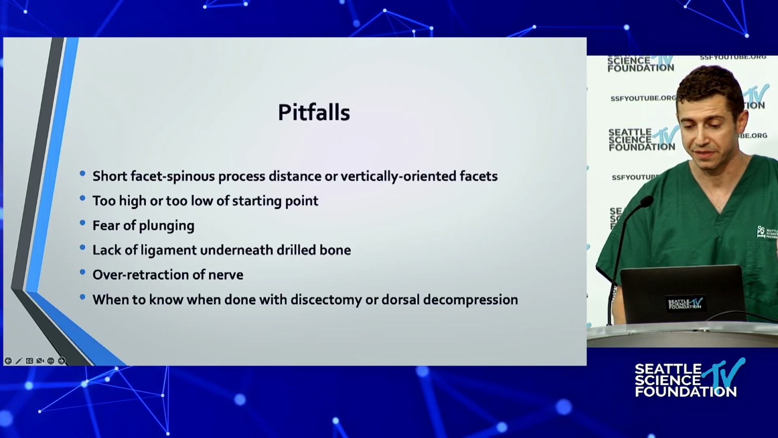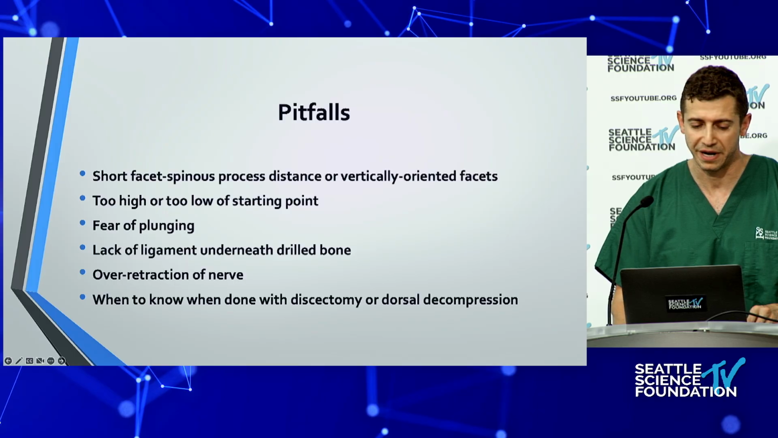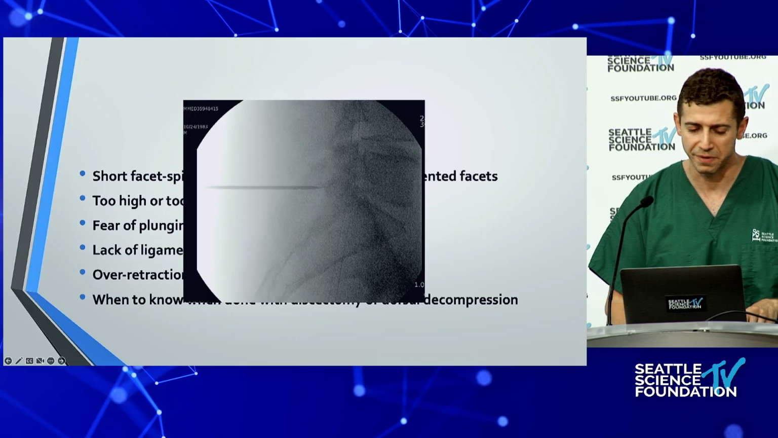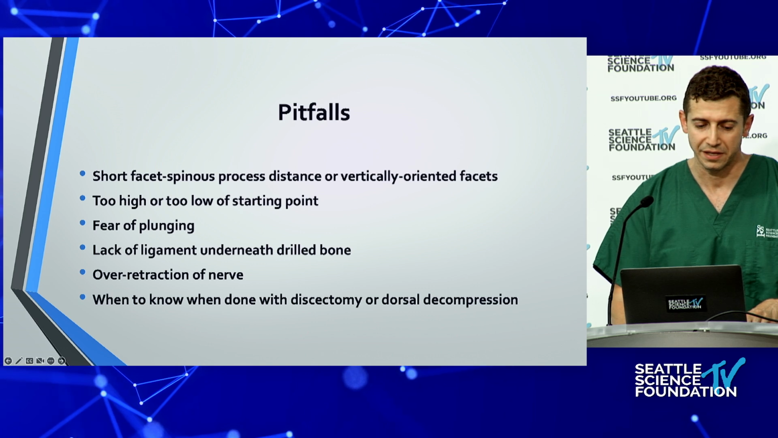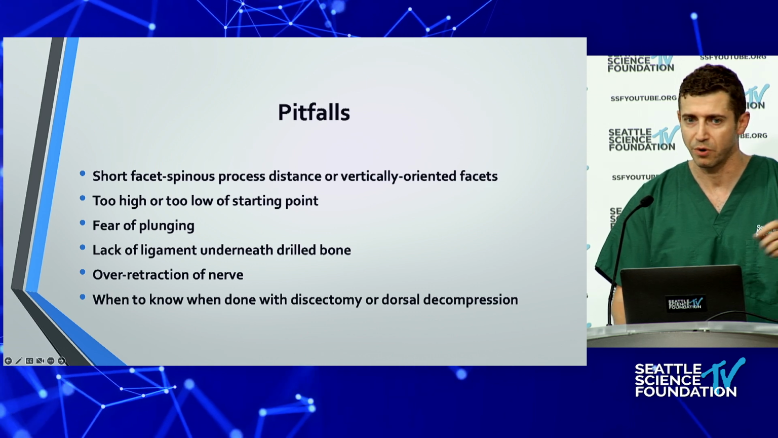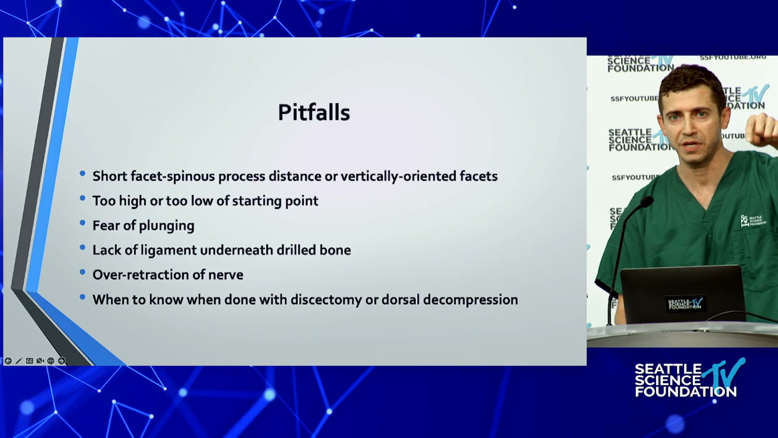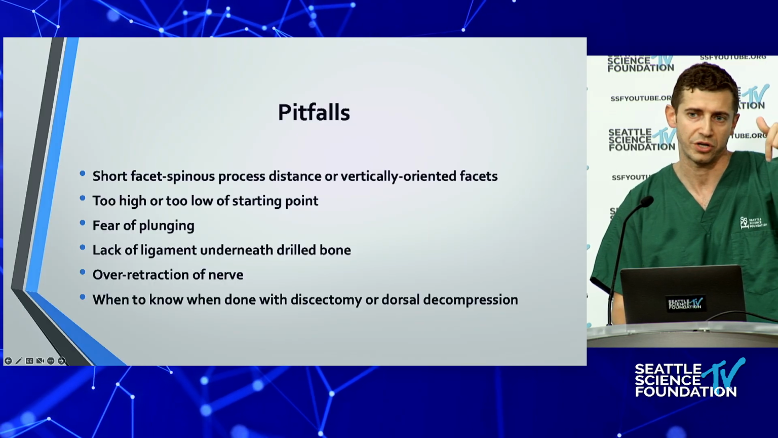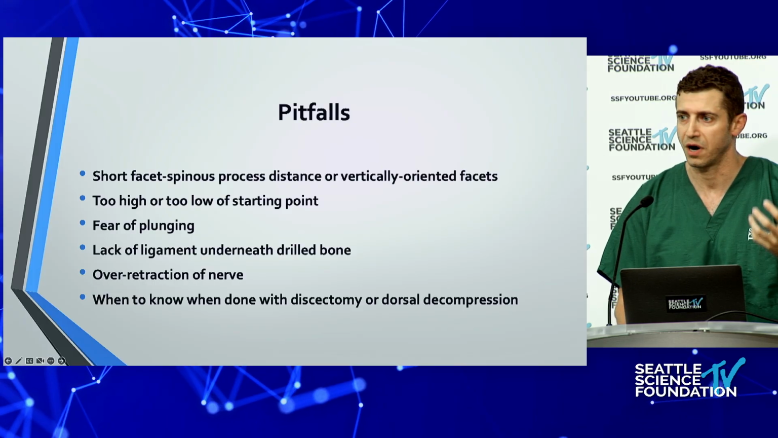Fear of plunging, talked about that earlier. That's why I initially do everything under lateral. You don't have to, but I think doing your approach under lateral minimizes the chances of you plunging, especially if you're at a teaching institution. And then let's say what happens if you're drilling bone, and you don't see ligament underneath. That means you're either too medial and you're in the raphe, or you're too lateral and you're in the facet joint. So then just take an x-ray, see where you are, reevaluate.